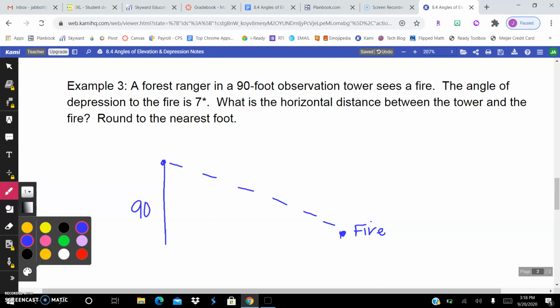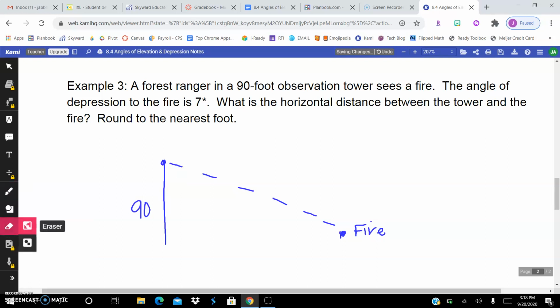The angle of depression to the fire is 7 degrees. Now, angle of depression means that we're going down from our horizontal line. This right here is going up from our horizontal line. So that angle right there would not be our 7 degrees. We actually have to imagine that there's another horizontal line going out here. And this angle would be 7 degrees because we are going down from our horizontal line to make an angle of depression.